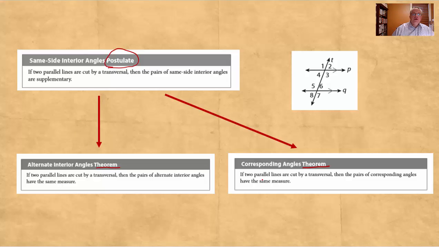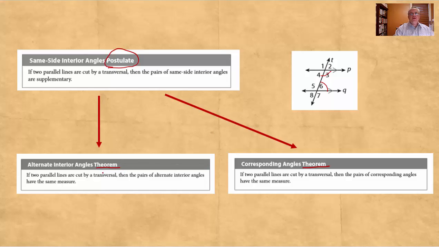That's to be proven. So here we have the same side interiors postulate. It says if two parallel lines are cut by a transversal, then the pairs of same side interior angles are supplementary. For instance, in the figure here, that's saying that 3 and 6, those are same side interior angles, must be supplementary. Or if we wanted, we could pick 4 and 5. Those two are same side interior angles also. So if the lines are parallel, we're assuming that this is true, that 3 and 6 are supplementary or 4 and 5 are supplementary. Okay, now if we assume that is true, then we can prove these other two theorems.